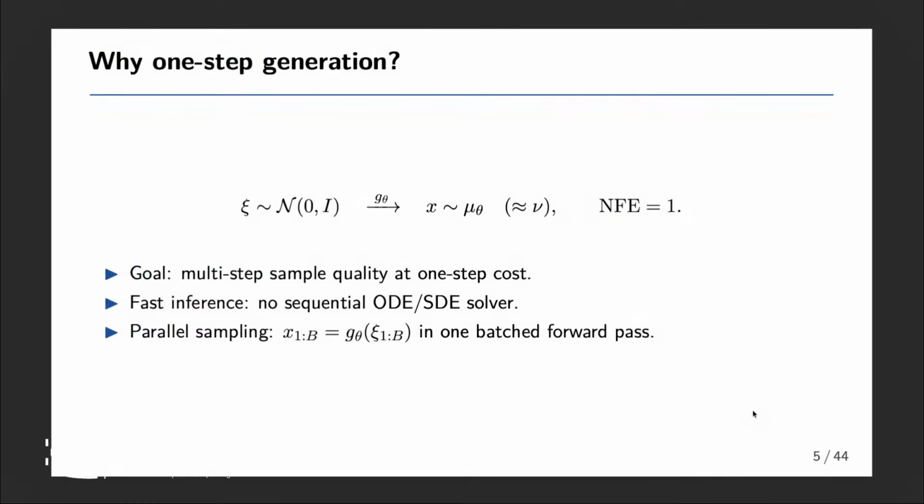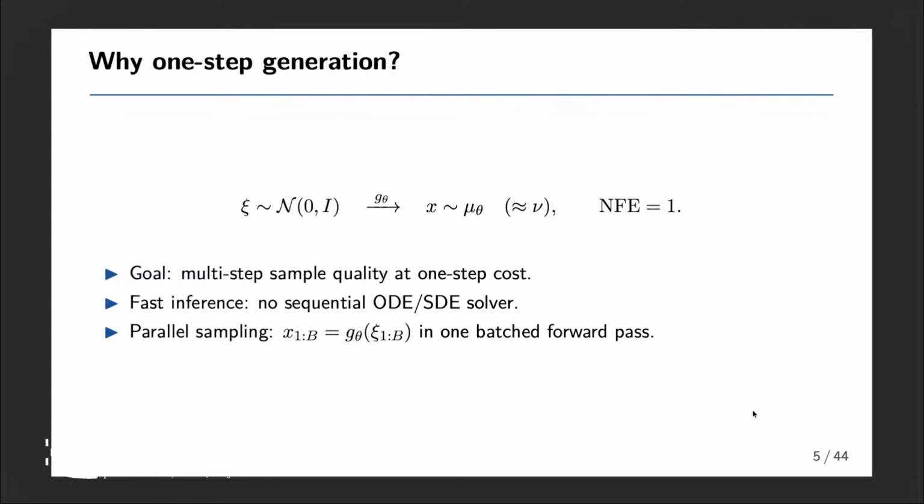The goal here has been to get multi-step sample quality, where sample quality is a subjective thing, or one can argue about it. FID is one thing which people try to use, and there are other versions of that. But can you get the same sample quality, or perhaps better sample quality, with just this one-step NFE, or 1 NFE? And there are some reasons to do that. Basically, you don't have to do sequential ODE solving and things like that. And you can just do one batch forward pass for generating multiple samples.